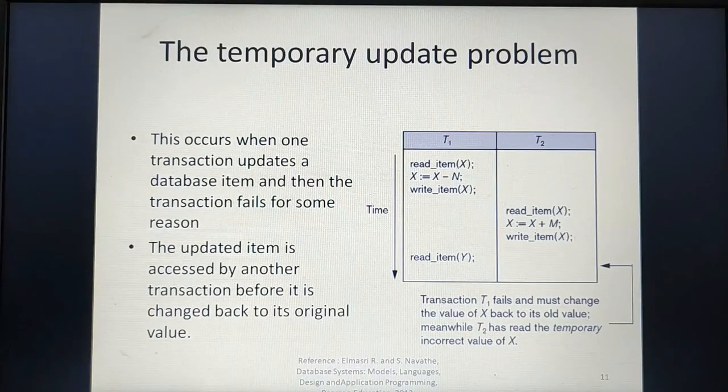Next problem is the temporary update problem. This occurs when one transaction updates a database item and then the transaction fails for some reason. The updated item is accessed by another transaction before it's changed back to its original value.